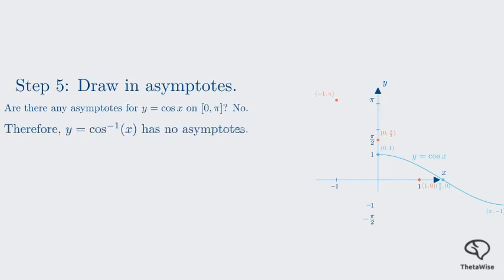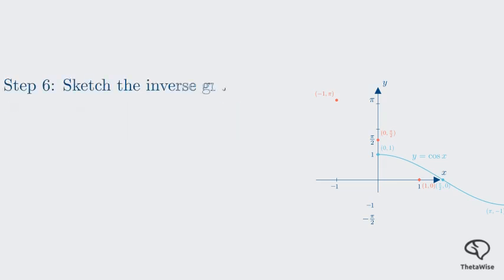Like the sine function, the cosine function on the interval 0 to pi has no vertical asymptotes. Therefore, its inverse, the inverse cosine function, will have no horizontal asymptotes. Step 6. Sketch the inverse graph. All we need to do is connect our 3 points with a smooth curve. It will start at the point (1, 0), travel through (0, pi over 2), and end at (negative 1, pi).